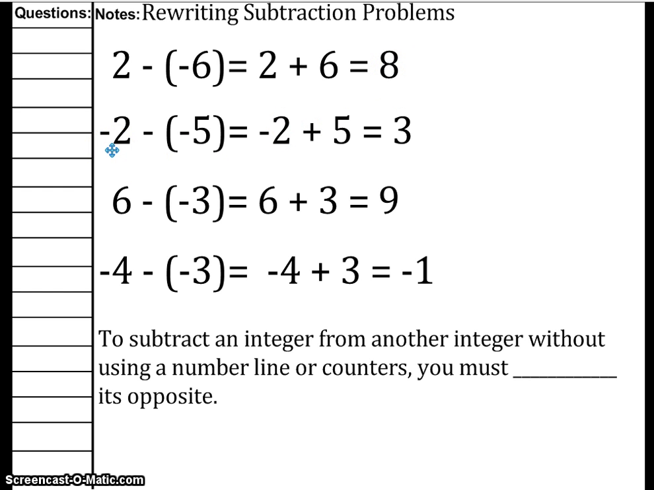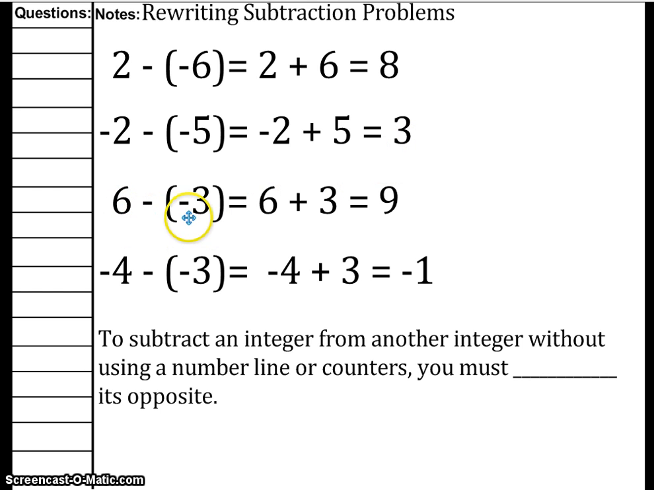Let's see if that works again. Negative 2 minus negative 5. Again, subtracting a negative integer is like adding its opposite. So negative 2 plus, and what is the opposite of negative 5? Positive 5. So negative 2 plus 5 equals positive 3.